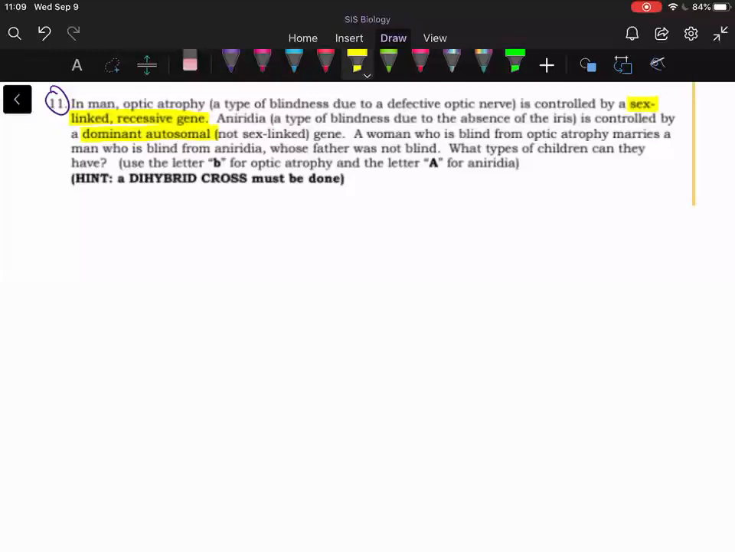Okay, so this is a lot more complicated. Let's talk about optic atrophy first. This is sex-linked, so I need to have genotypes for females. It's sex-linked recessive, so I can have this, this, or this. And who's the only one that's blind? This last one, because it's recessive.